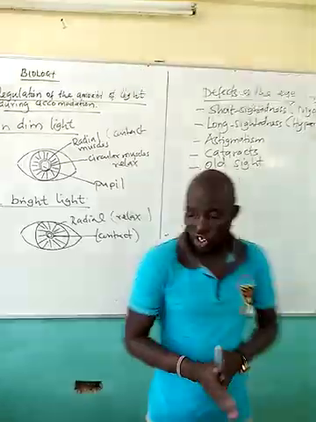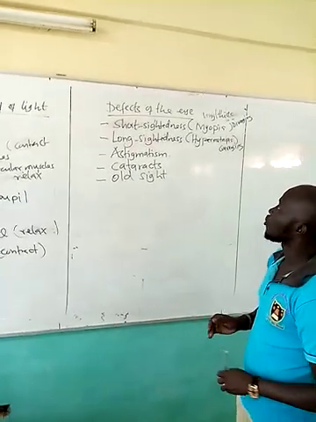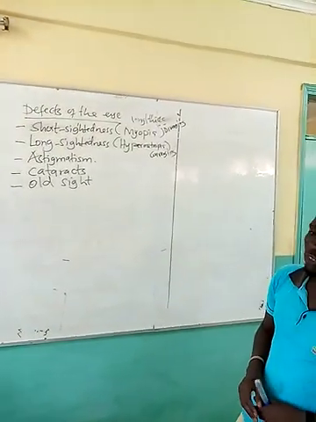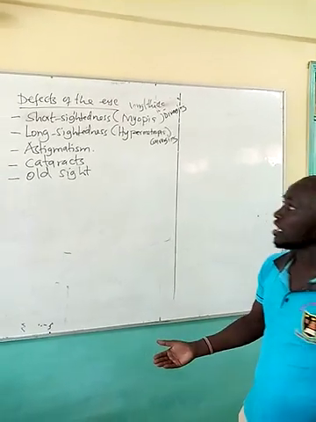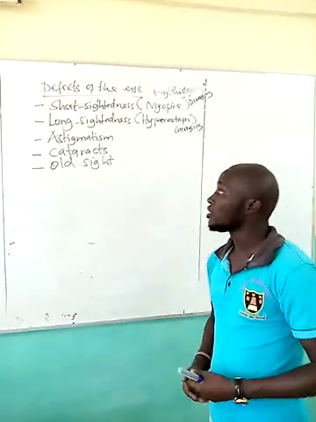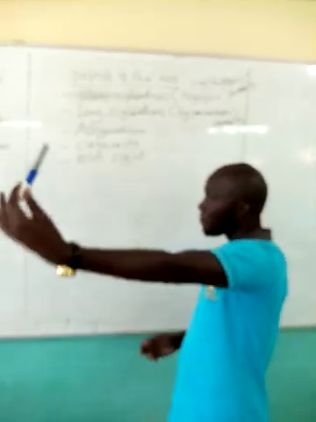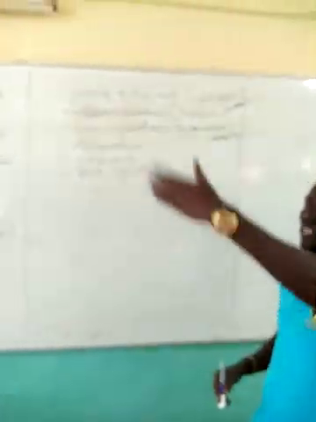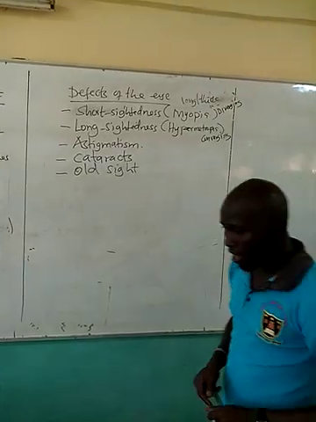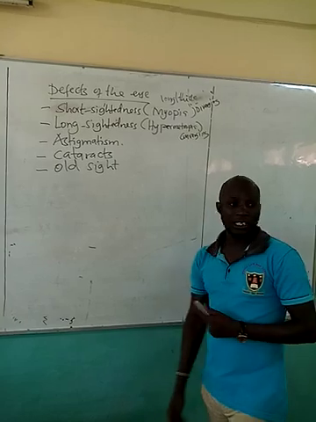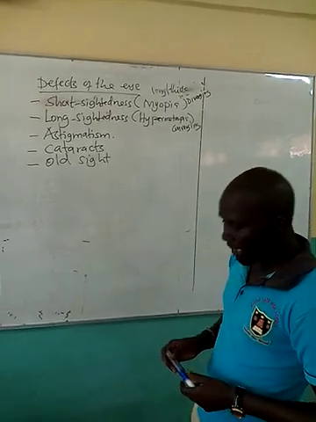Again, we want to look at defects of the eye. Many a time people complain about not seeing objects that are far away, or somebody cannot read a book at arm's length but is able to see things that are far away. So there are defects here. Number one, we have a defect that is called short-sightedness.